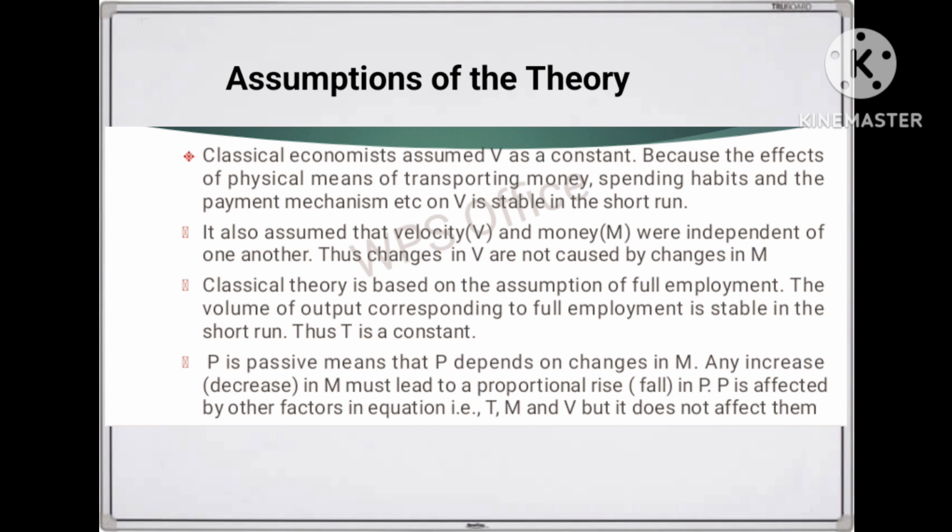Classical theory is based on the assumption of full employment. The volume of output corresponding to full employment is stable in the short run. Thus, T is constant. P is a passive means, that is, P depends on changes in M. Any increase in M must lead to a proportional rise in P. P is affected by the other factors in the equation, that is T, M and V, but it does not affect them.